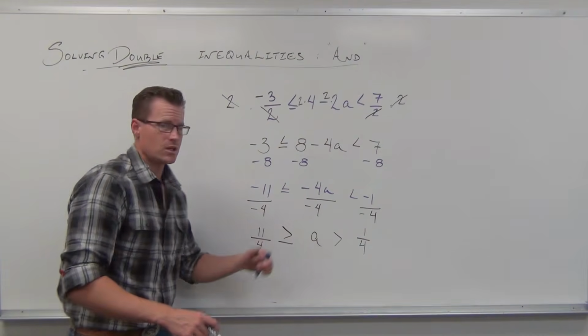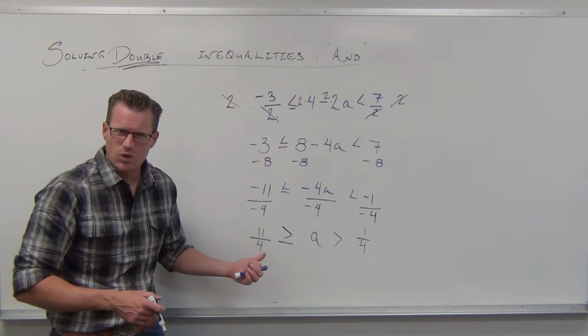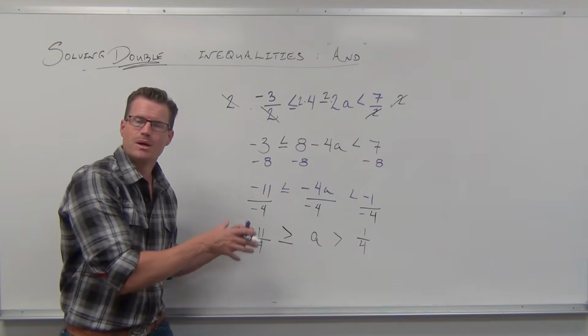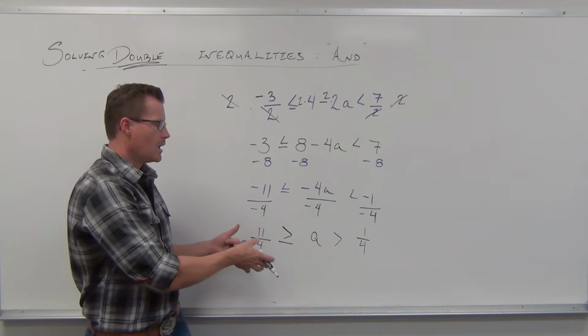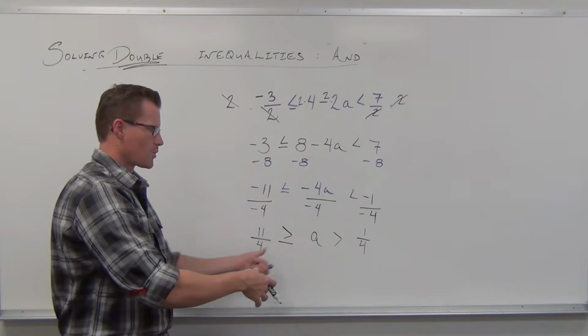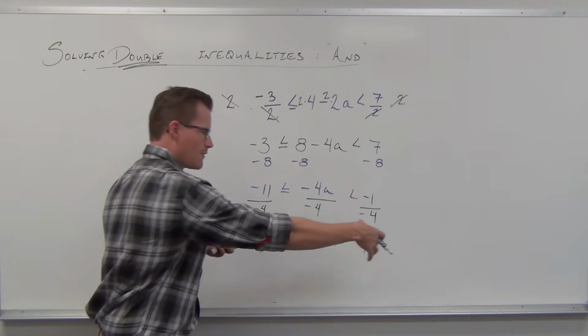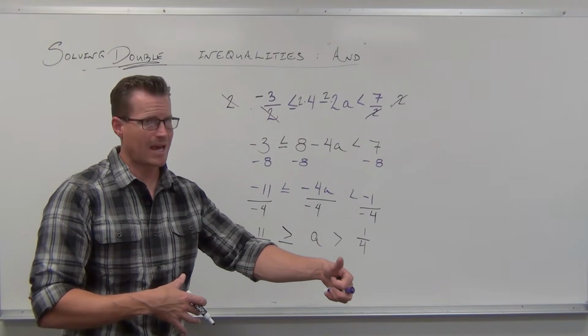Now, is this good enough? Are you going to get full credit if you give your teacher this? Well, it's great, but it's not finished. So yeah, it's good, but not good enough to get full credit. This is written out of order. Take this off the board. 11/4 is larger than 1/4. Take it off the board and reverse it. That way you can write your interval notation accurately.